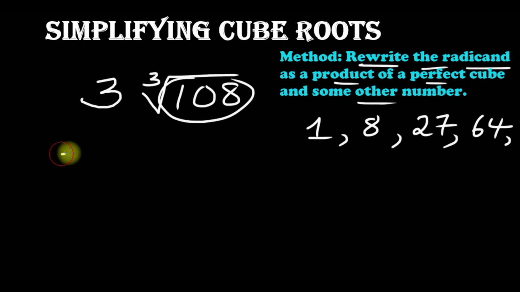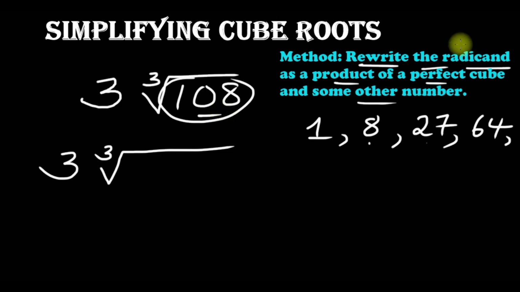All right, so the 3 is outside. We don't do anything to that yet. And then here we have the cube root of 108. How do we want to rewrite that? Well, 8 cannot go into 108 exactly. So how about 27? Can 27 go into 108? Yeah, 27 can go into 108 3 times. So we can rewrite the 108 as 27 times 3.